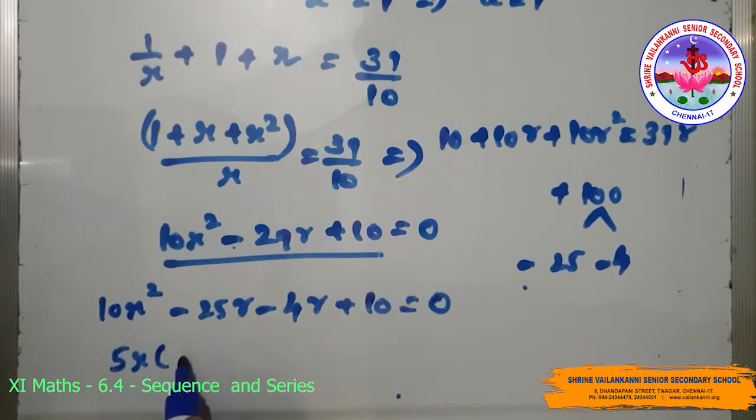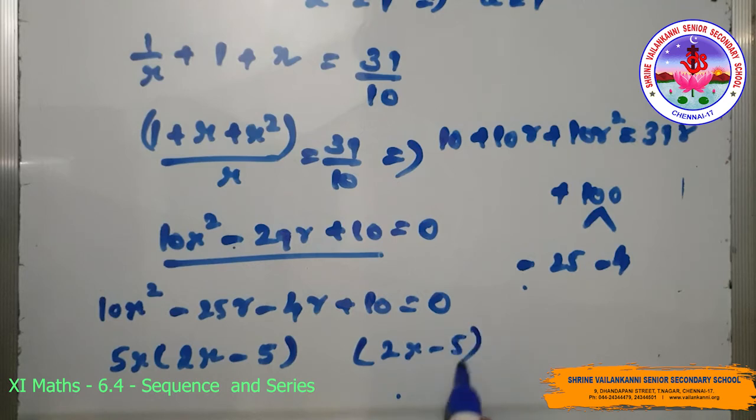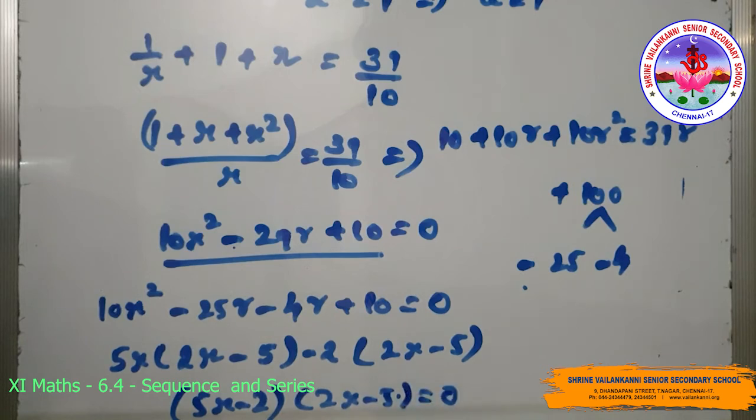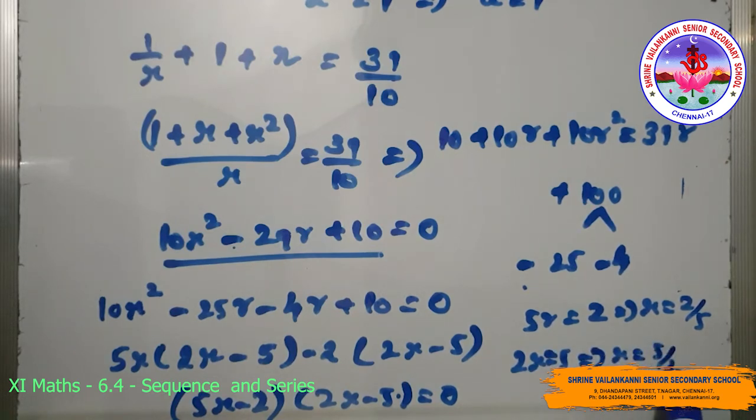Taking 5r common, 2r minus 5. Here also 2r minus 5. Here it is minus 2, so that we get minus 4r. So 5r minus 2, 2r minus 5, which is equal to 0. From this 5r equal to 2, so we'll get r equal to 2 by 5, and 2r minus 5 equal to 0, 2r equal to 5, then r equal to 5 by 2.